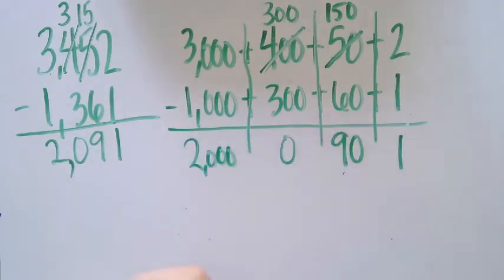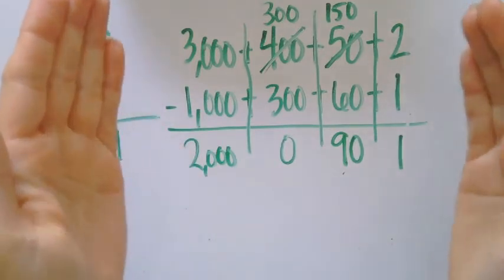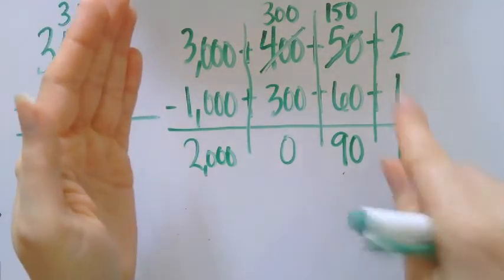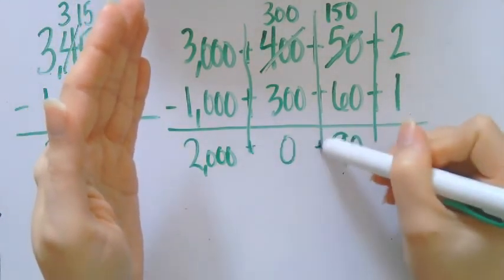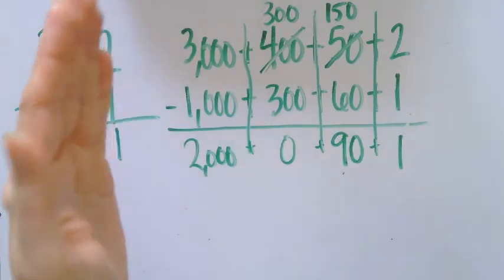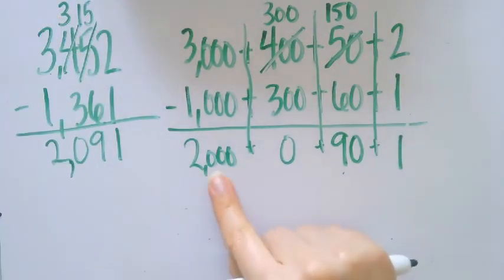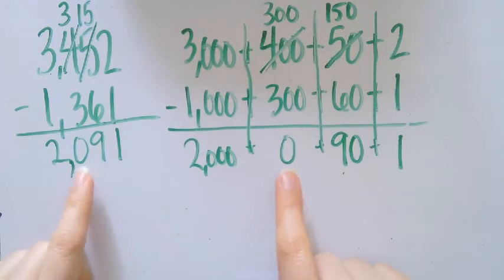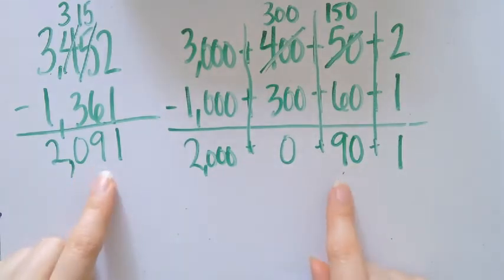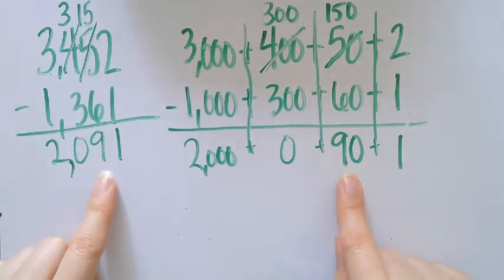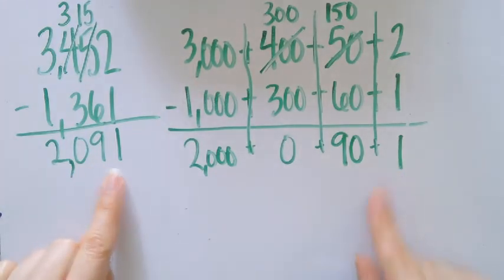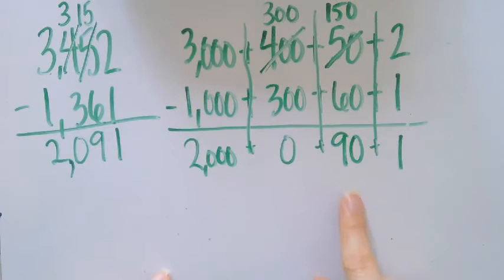2,000. All right. All you're doing now with this expanded notation is, if we were to add these up, just add them up. So that would give you 2,000, 0 in our hundreds place, 90, which equals or represents 9 tens, and 1, 1. 2,091. All right, remember, just like with any kind of operation, you need to check your work.